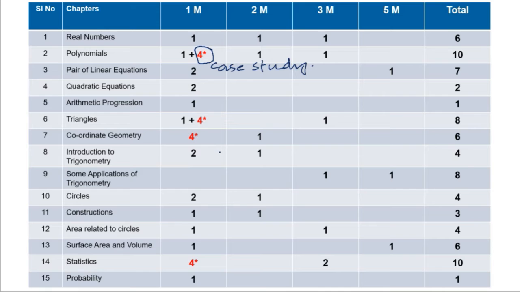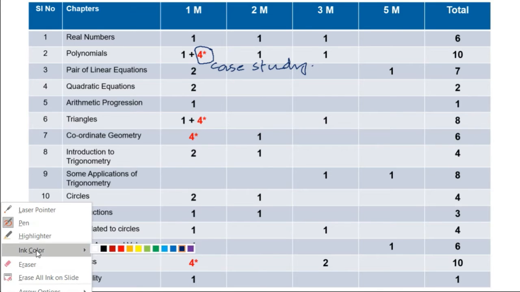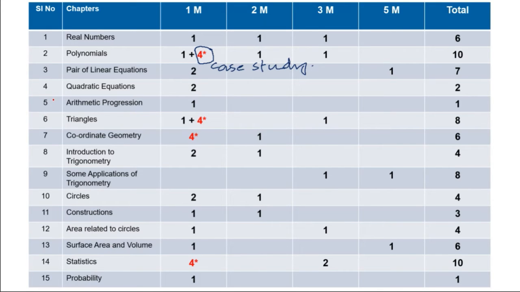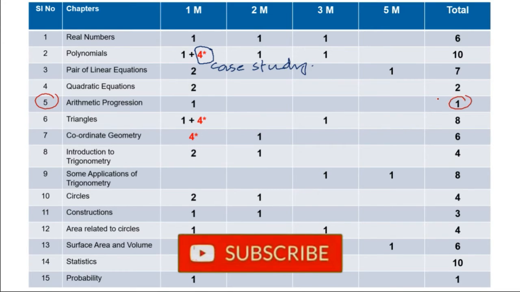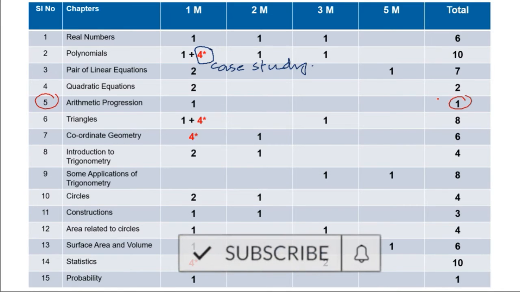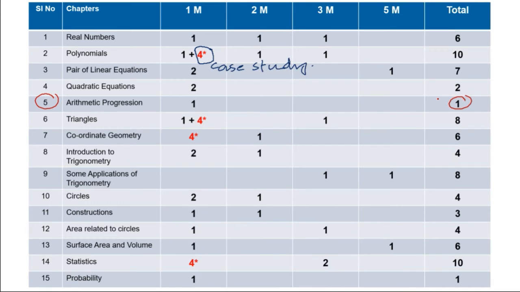What is a very important and shocking thing to note here: look at the chapter arithmetic progression. In arithmetic progression, the marks allotted is just 1. Why this is done like that, it's not known to us. Most of the important questions are covered in arithmetic progression. In spite of that, there is only 1 mark given for that chapter.